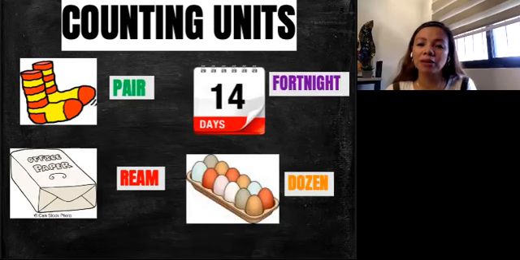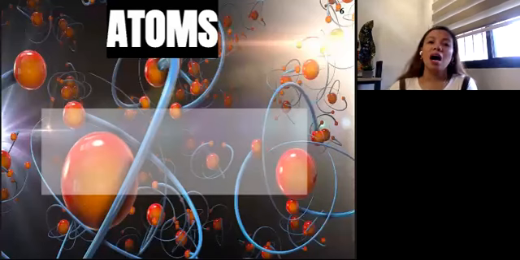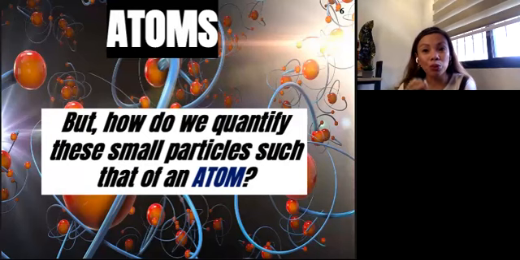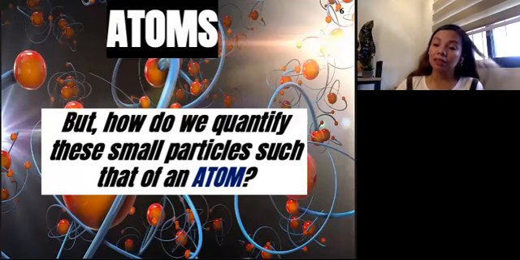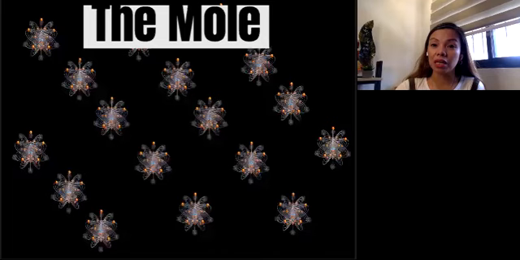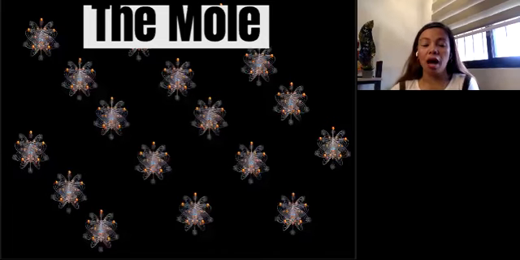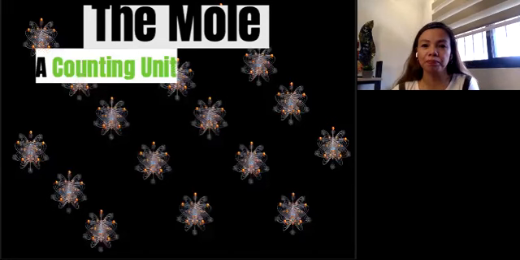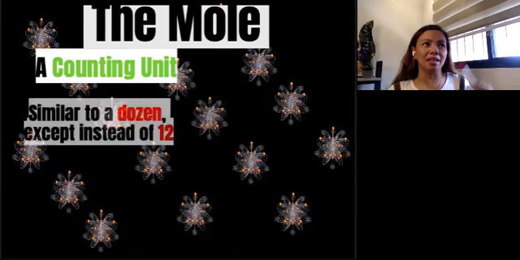Now, what about in atoms? How do you count the number of atoms? So how do we quantify these small particles, such as an atom? Since atom is a very minute particle. So we are using mole. A mole, or the mole, is a counting unit. It's just like saying a dozen.